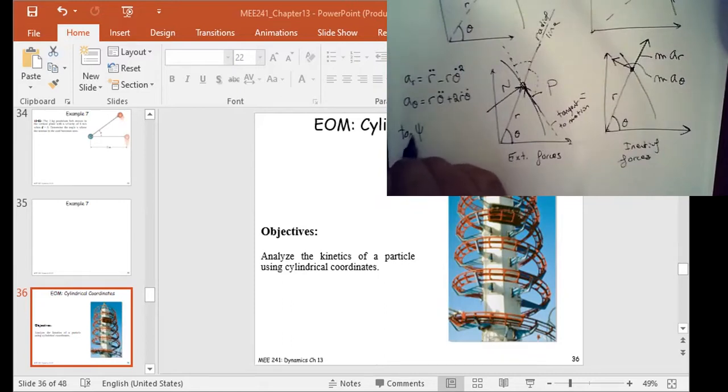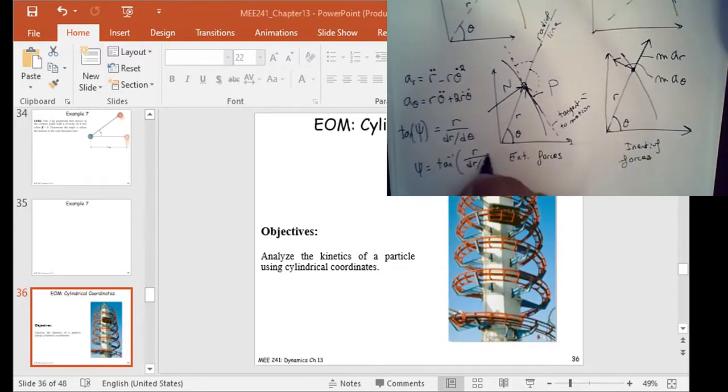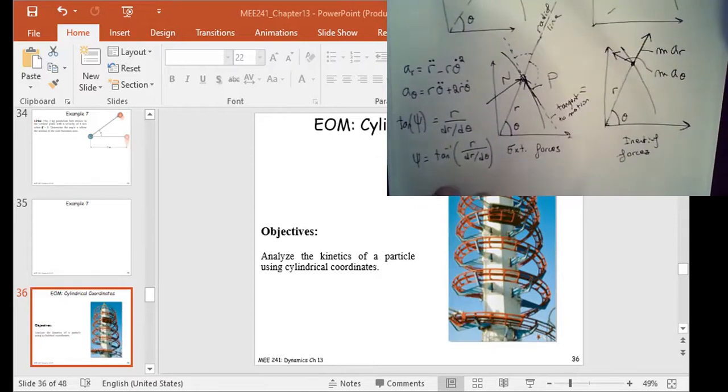Okay. What is phi? Well, tangent of phi is going to be equal to r divided by dr over d theta. So phi is actually the inverse tangent of r over dr over d theta. Yep, it's always like that.